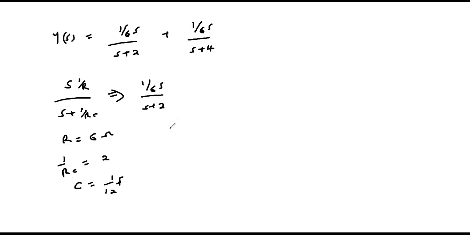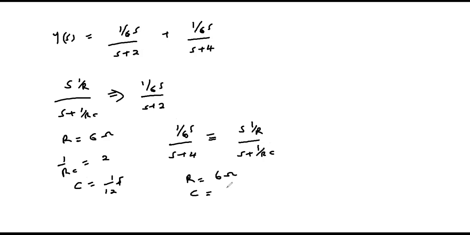In the next one, we compare 1 over 6 S over S plus 4. We compare this with S over R over S plus 1 over RC, from which again our R will be 6 ohms and our C will be equal to 1 over 4R, which is 1 over 24 farads.